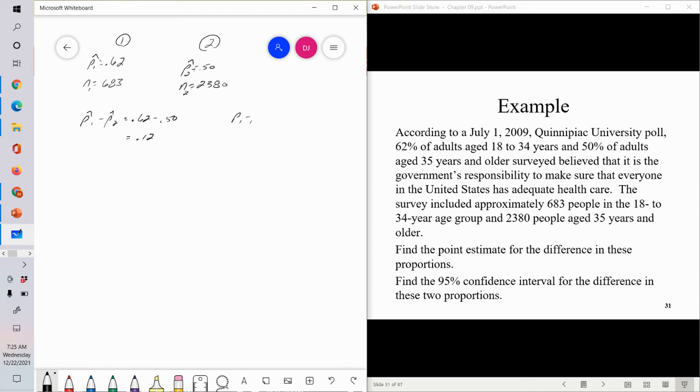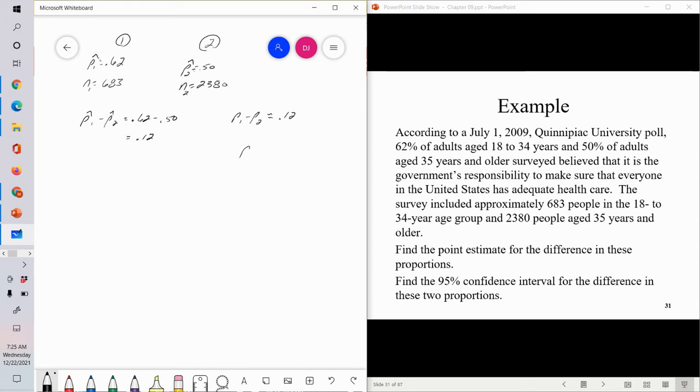The difference in my population proportions then would be approximately 0.12. I would assume that since the difference in the sample proportions is exactly 12%, the difference in the population proportions would be approximately 12%. Positive because the first group, the proportion is greater. Okay, so there's my point estimate for the difference in the proportions. Now find the 95% confidence interval for the difference in those two proportions.